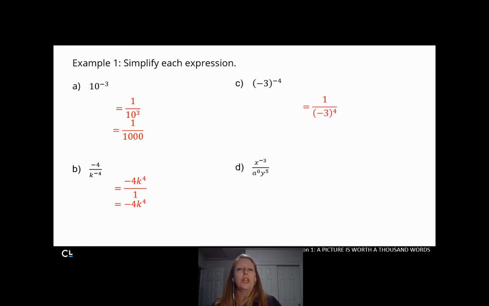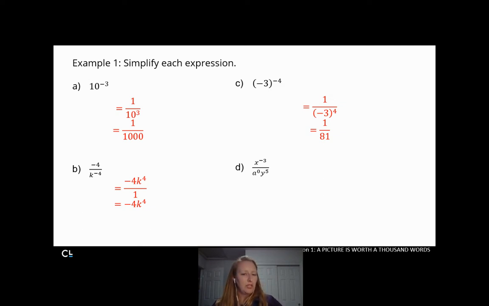So I'm going to say this is 1 over the quantity negative 3 to the 4th power. Now, please be careful. Negative 3 times negative 3 times negative 3 times negative 3. Negative negative is a positive, times another negative is negative, times another negative is positive. 4 negatives make a positive, guys. So this becomes 1 over 81.